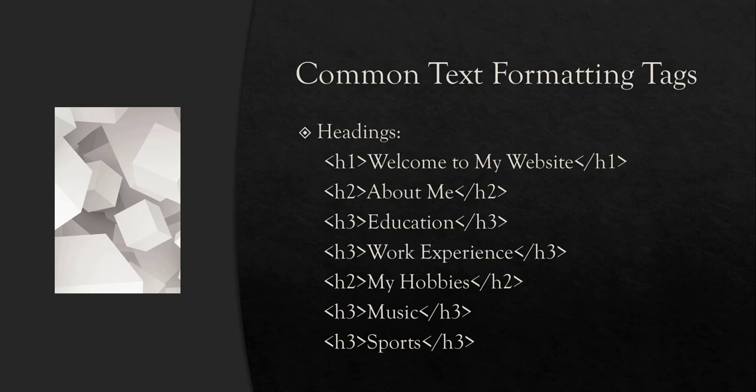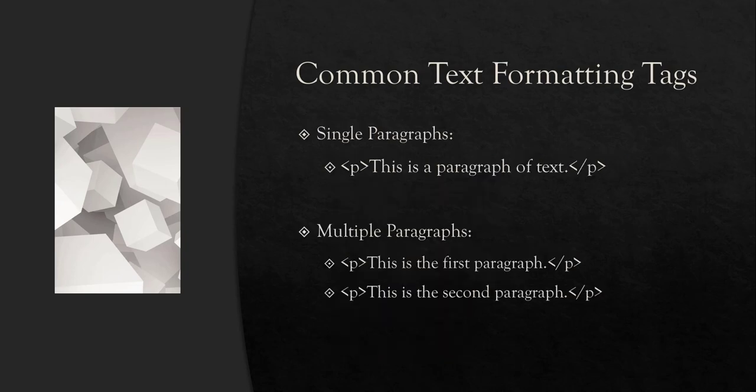In this example, the text is structured using a hierarchy of headings and subheadings, which is created using the H1 through H3 tags. The text is rendered with the largest heading for the top-level section and smaller headings for the subsections. The P tag is used in HTML to define a paragraph of text.